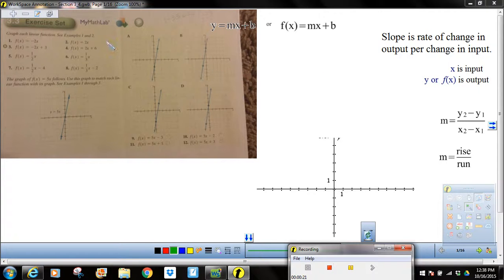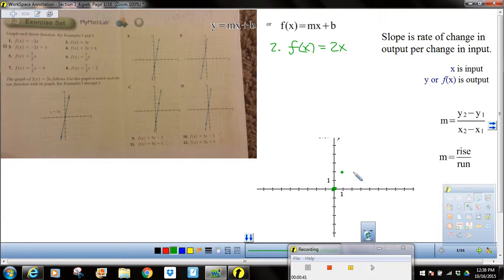So I'll start with number 2. It says f of x is equal to 2x. The y-intercept is 0. The slope is 2. So I'm going to start at 0 on the y-axis. That's going to be my point to go up again from. And since my slope is 2, that means every time I move over 1, it's going to go up 2.